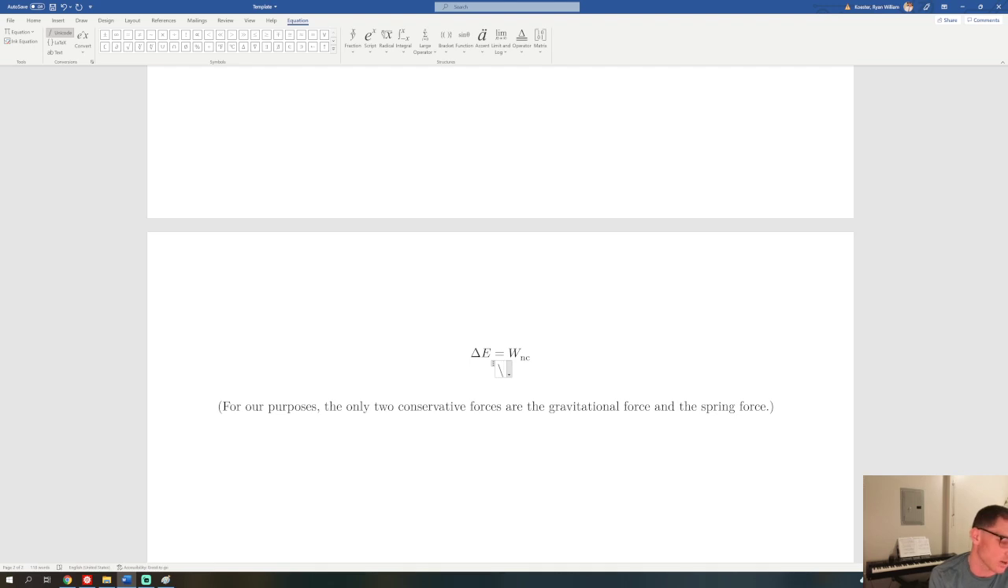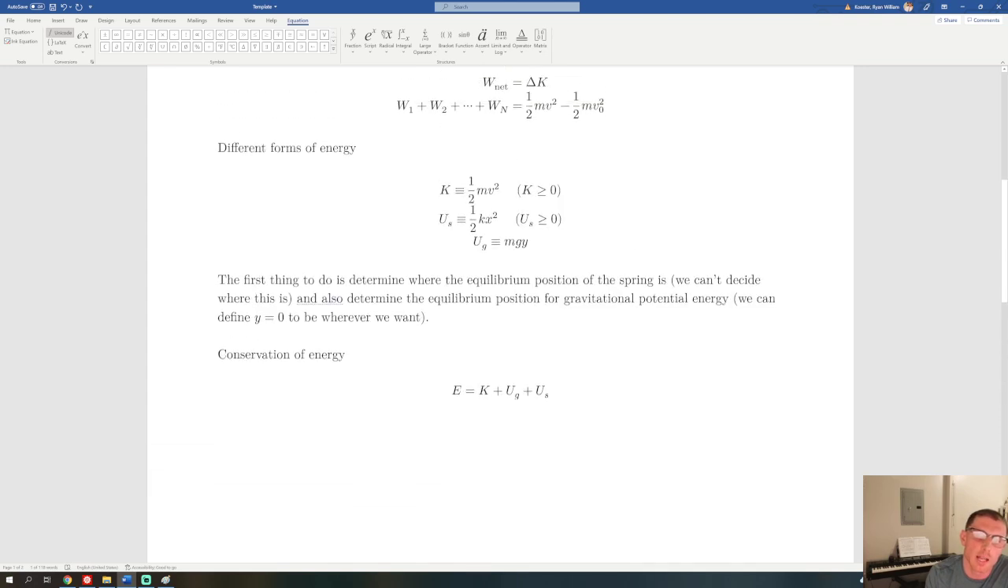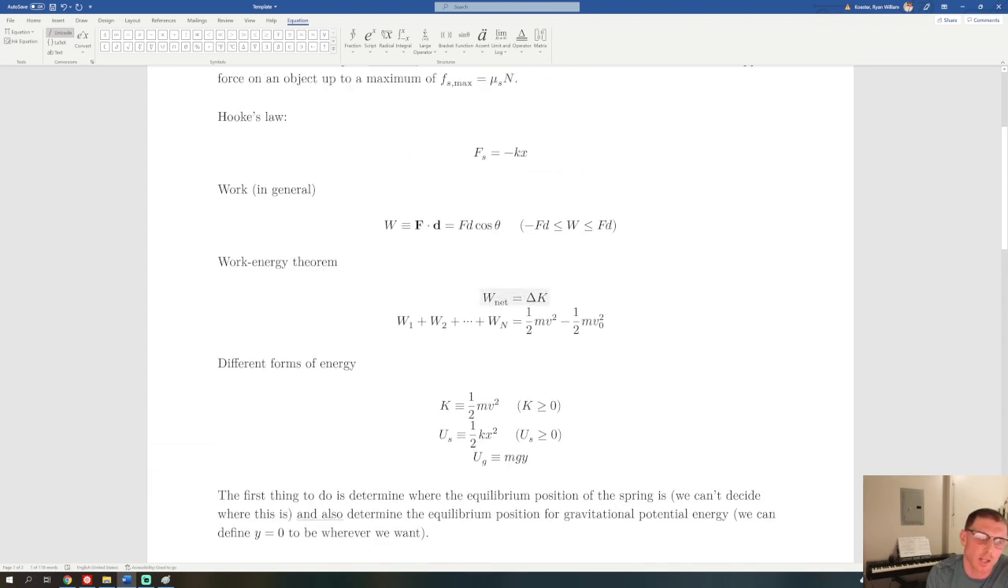What this looks like is delta K plus delta U plus delta U sub S equals the work done by the non-conservative forces. And so what ends up happening when you apply the work energy theorem is that you have to account for the work done by the gravitational force.